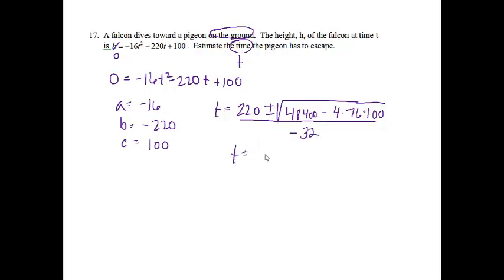We'll end up getting one of our answers is going to be negative 14.19. The other answer will be 0.44. The negative one, obviously in real life, does not make sense, so it's going to take only 0.44 seconds. So that pigeon does not even have 1 second to escape, or pigeon.